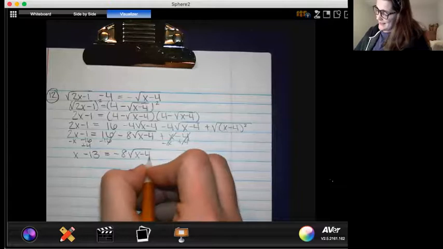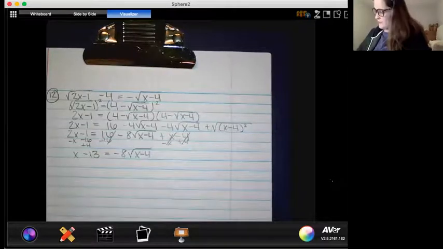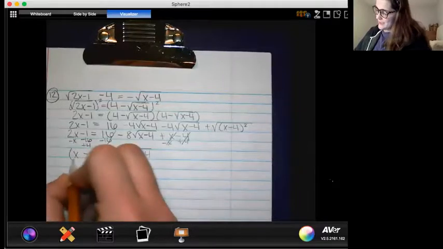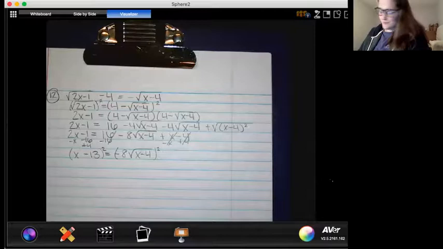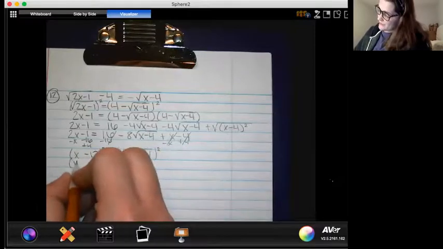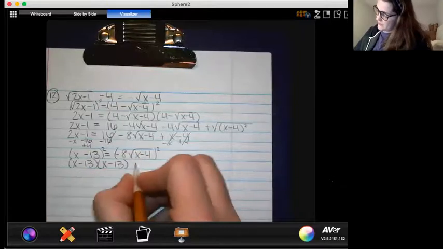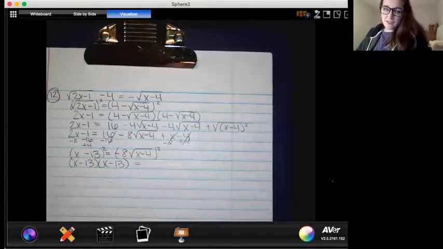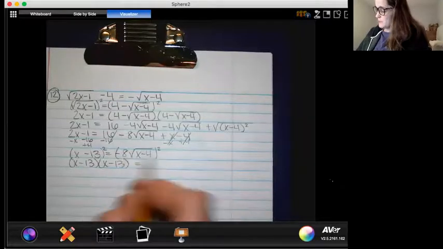Okay, x minus 13 does not divide by negative 8, so therefore we're going to leave it, and we're going to square both sides to deal now with this radical. So now I have x minus 13 expanded. On the right side, remember we're going to have to distribute our square. We can square both parts.